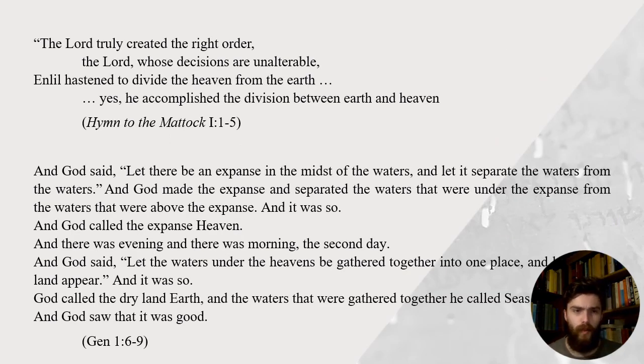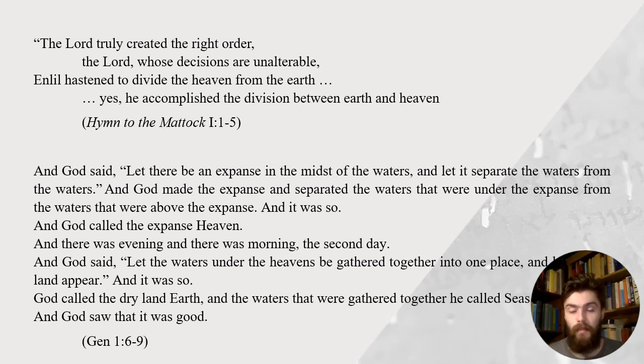In the Hymn to the Mattock, we read that the Lord truly created the right order, the Lord whose decisions are unalterable. Enlil hastened to divide the earth from the heaven, and he accomplished the division between heaven and earth. And this again is the understanding of the separation of the waters below and the waters above, and we see that in Genesis 1, verses 6 to 9.